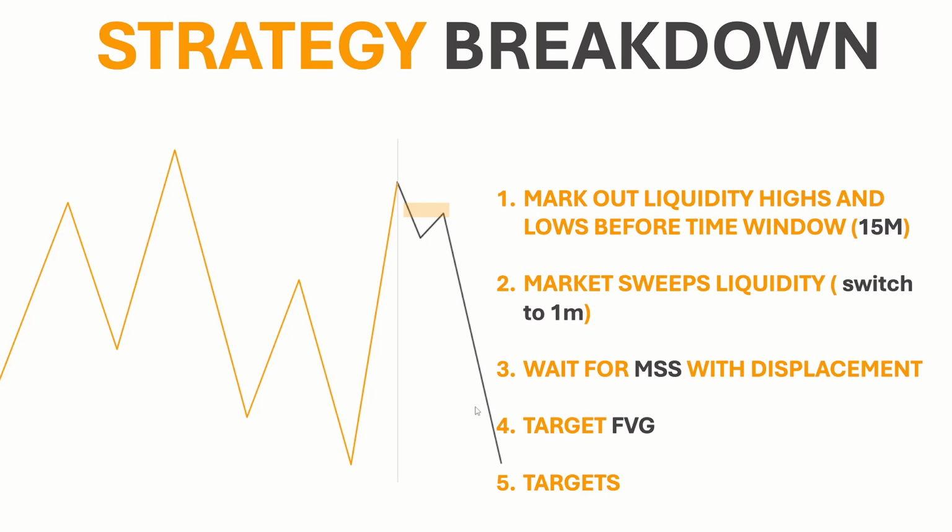So moving on to step 4, target our fair value gap. Now, from our displacement, as market is moving with a lot of volume and strong candles, we are going to get an inefficiency, a fair value gap, which is basically a gap left in between 3 candles where no wicks are seen.